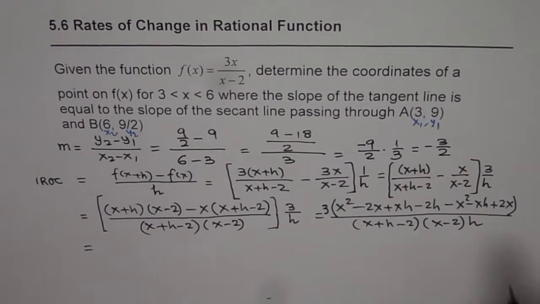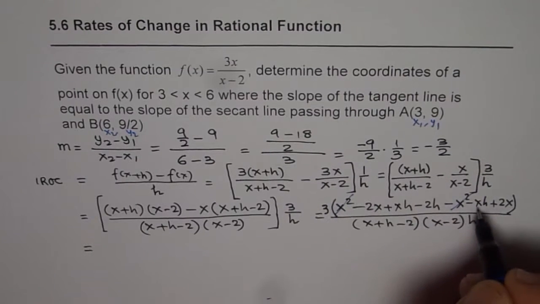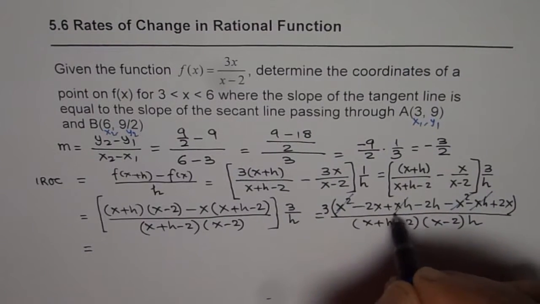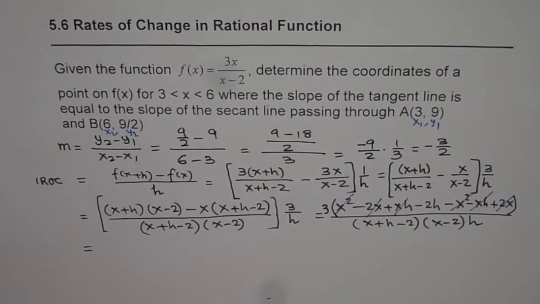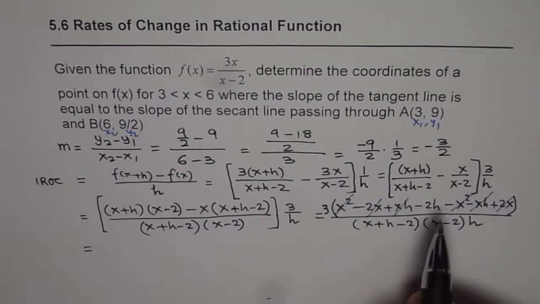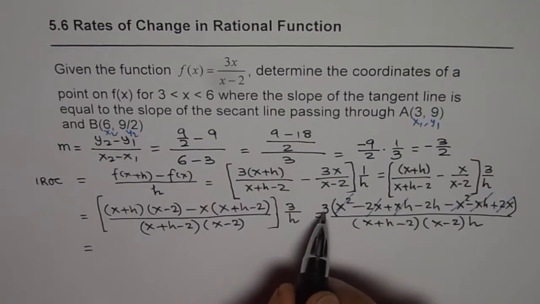So as you can see, these three terms should cancel out. Always remember that part. If not, something has gone wrong, right? Minus xh and 2x. Where is 2x? Here it is, correct? So what are you left with? You're left with minus 2h times 3, right? The 3 is here also, right?